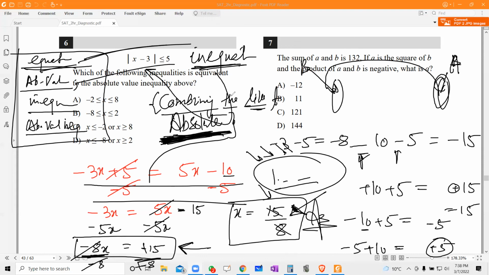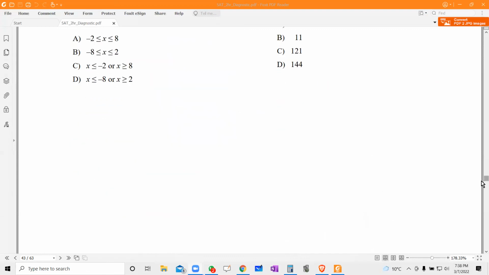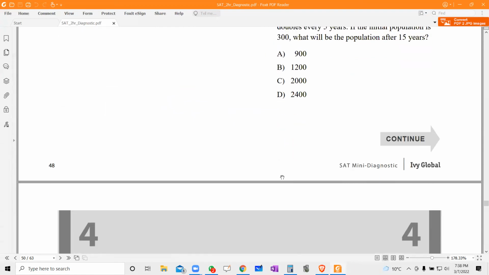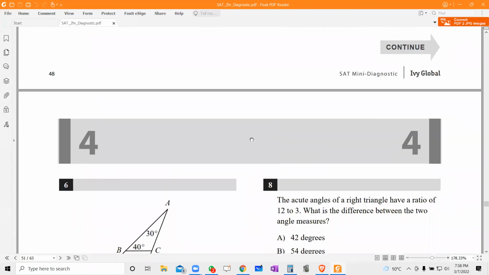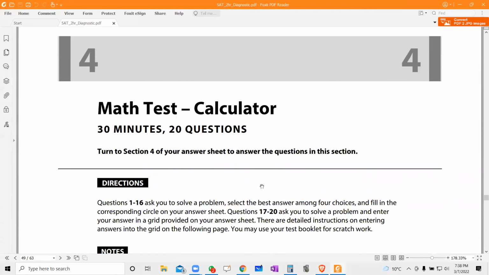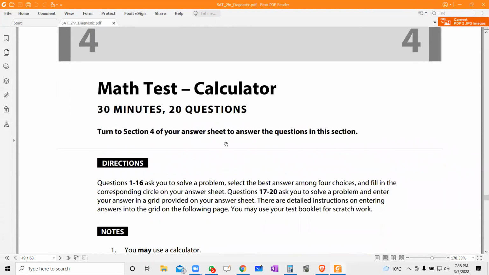I'll be sending you the test paper right now, and you'll try it yourself. And you're having the 4th part also available here, which you have not tried yet. This 4th portion. Oh, I didn't know the 4th portion was also math. Yes, it is here. It's the math test calculator portion. You can use the calculator here.